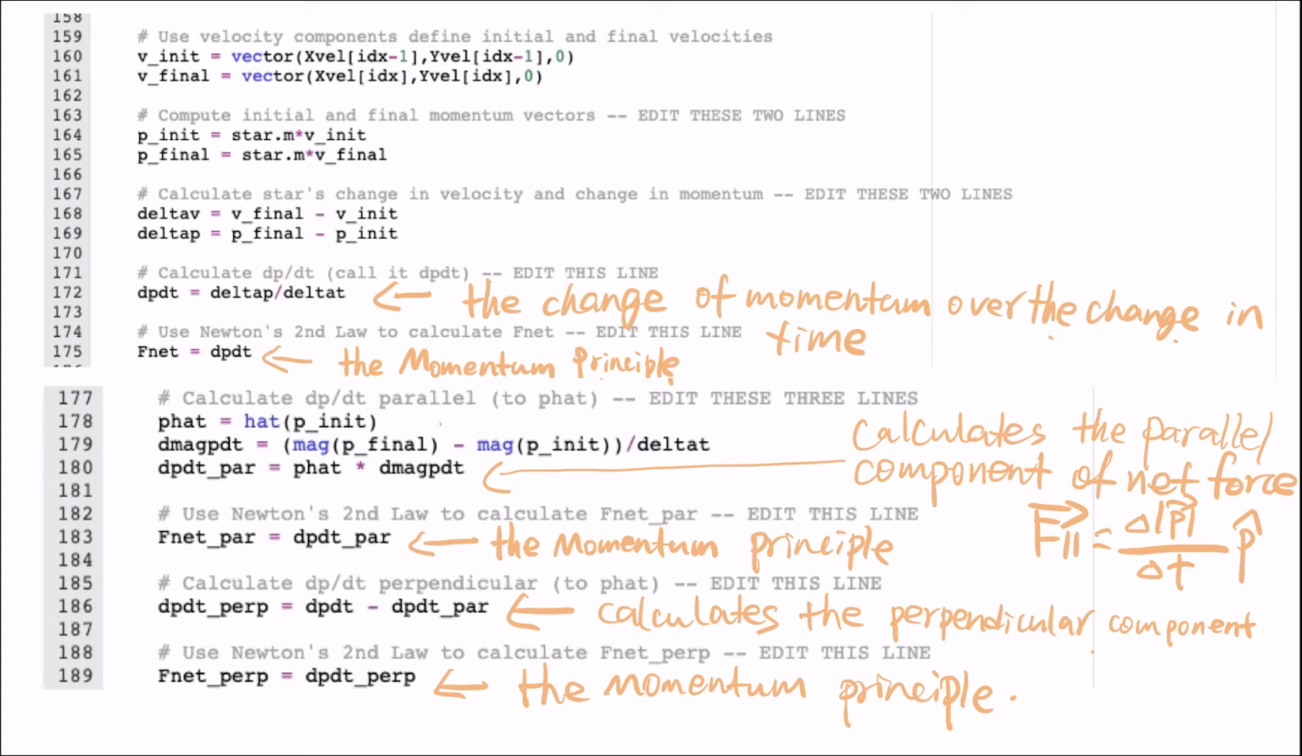In the next part, we calculate dp dt parallel. This is the parallel component of the net force, using the equation F parallel equals delta absolute value of p over delta t times p hat. And the next few lines are likely the same as the above, using the momentum principle to calculate the perpendicular components.